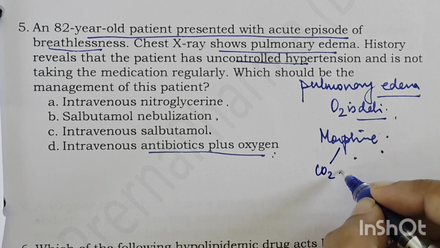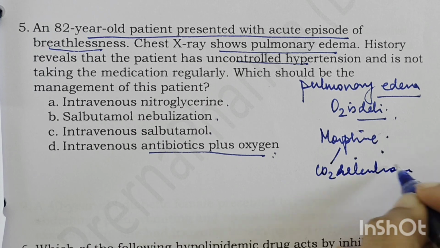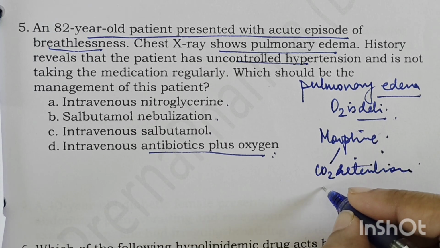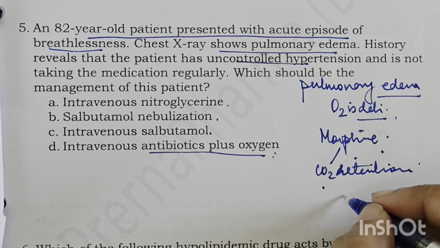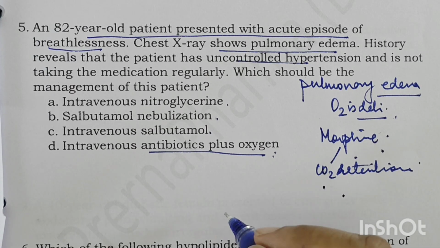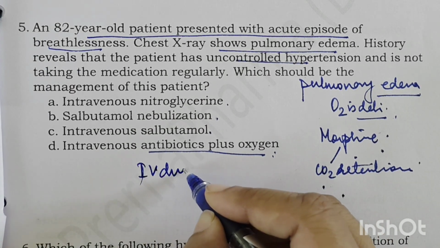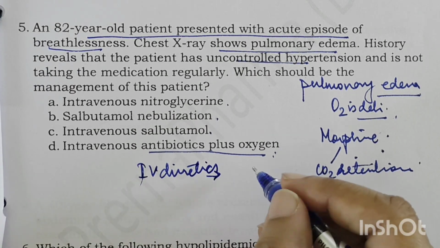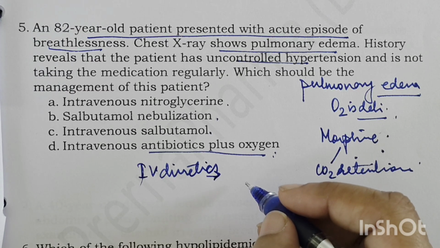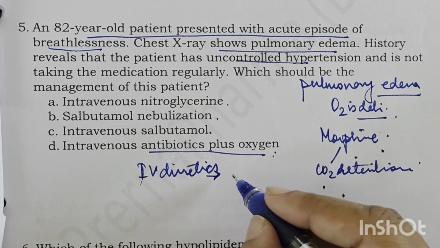But morphine can lead to carbon dioxide retention because of respiratory depression, so it should be avoided in patients with opioid-induced respiratory depression or pulmonary edema. Intravenous diuretic therapy, like IV furosemide or bumetanide, is usually indicated even if the patient has not exhibited fluid retention.